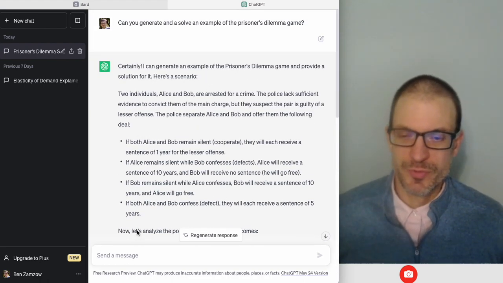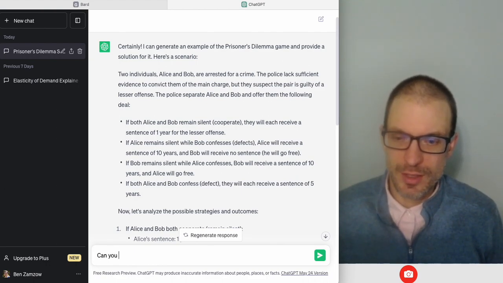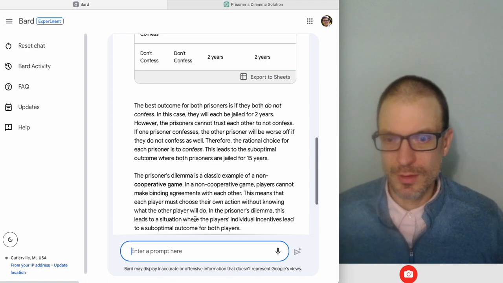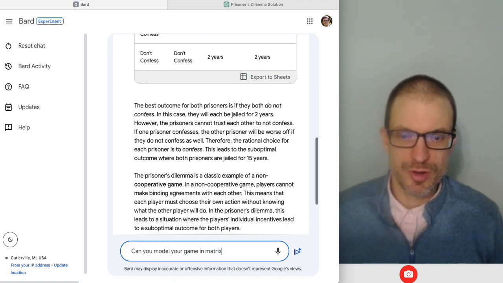All right, I don't know. So I'm getting confused by what they say, but let's just do this for both of them. Can you model your game in matrix form? Can you model your game in matrix form?